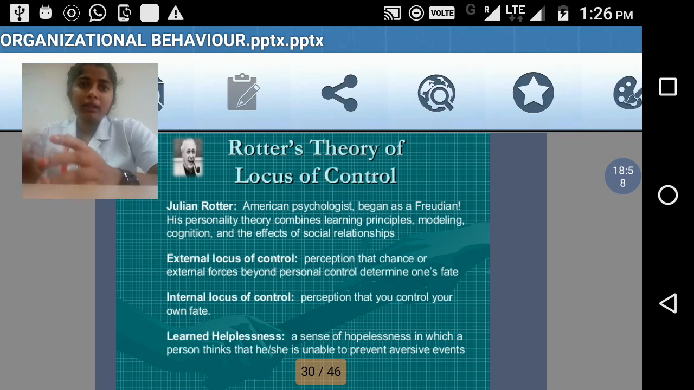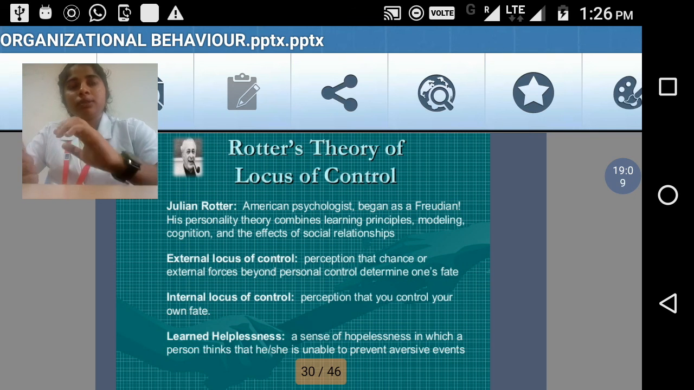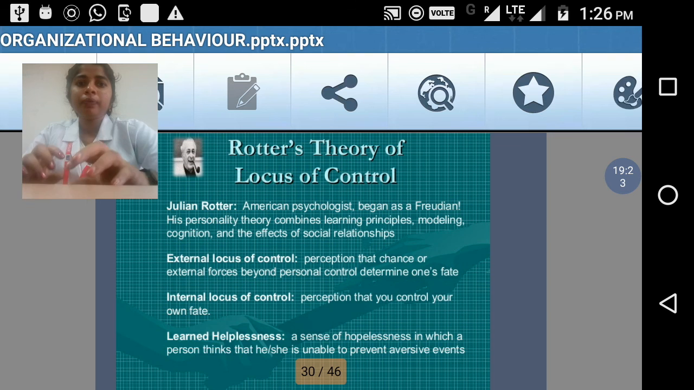He explained the social relationship, the people from one to another. And the external locus of control is the perception that chance or external forces beyond personal control determine one's fate. Sometimes a person is internal, and some persons are external, but here the perception depends upon the external locus of control.